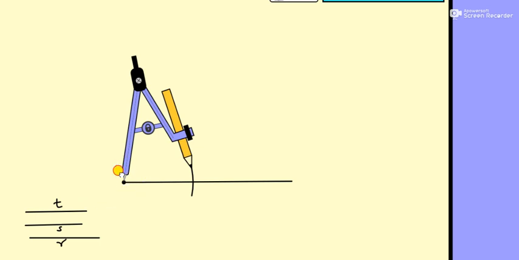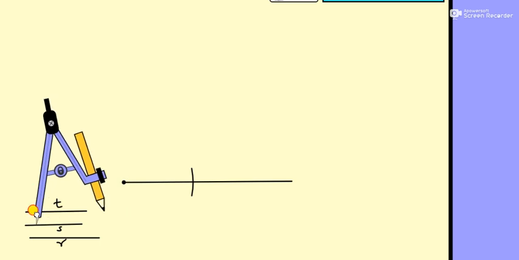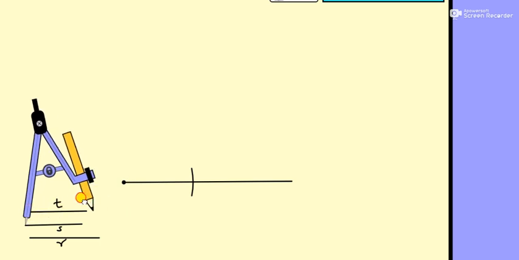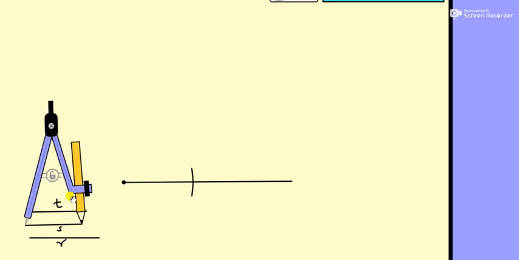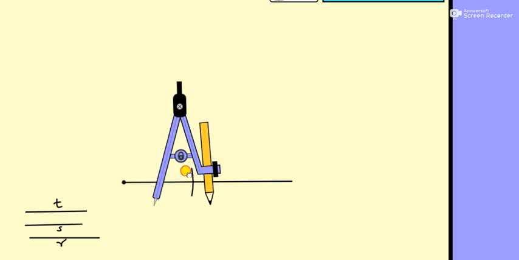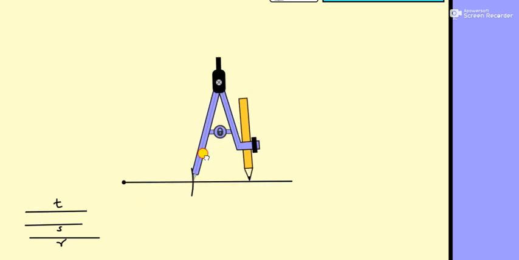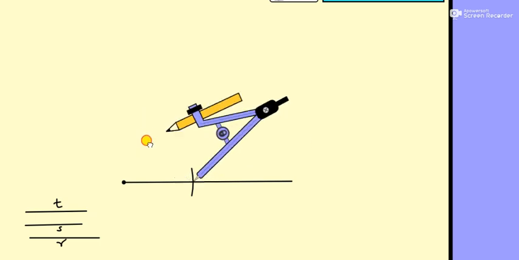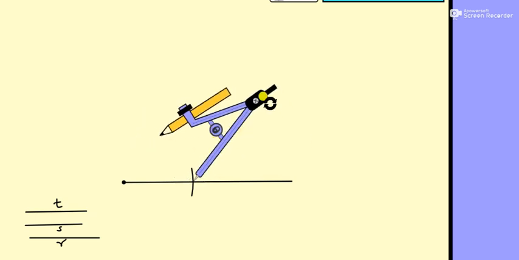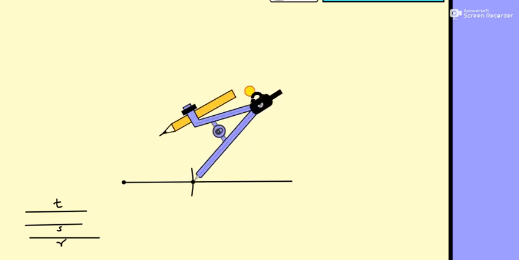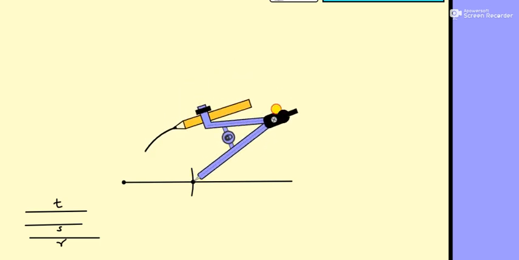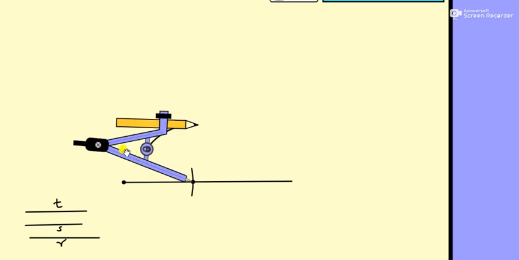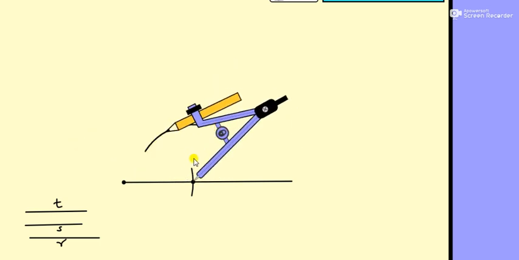Now come to the second point, and take the distance s, do some less here. Now fix the line, and from this point cut another arc upward. So it is looking like this. It is very easy, so you can do this one.